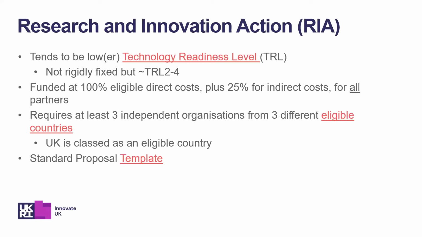So the research and innovation actions tend to be of the lower technology readiness level, and there's a link there that would take you through to where the definitions for the EU are. So what do they mean by TRL 2, TRL 3? And that link will take you to that. So it means reasonably low, but not very mature.